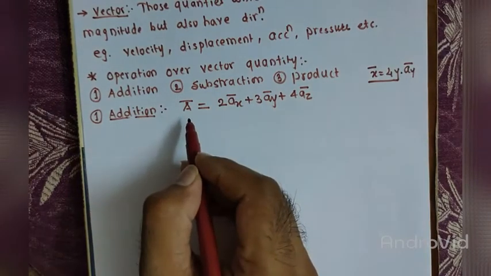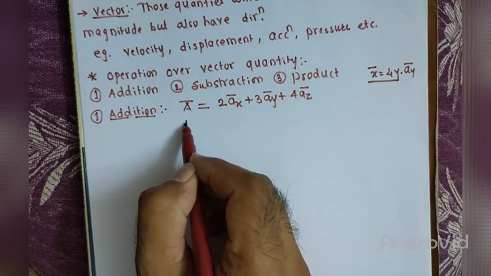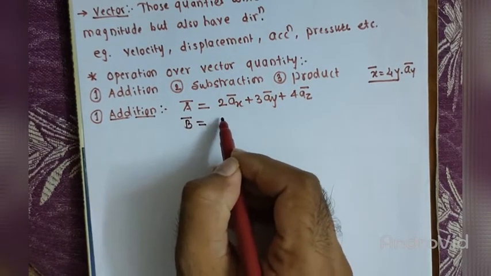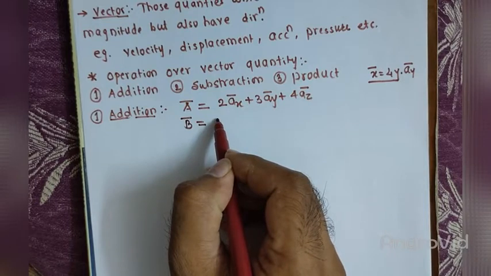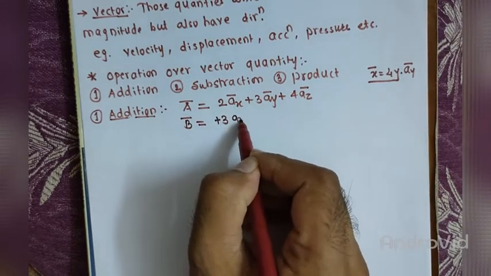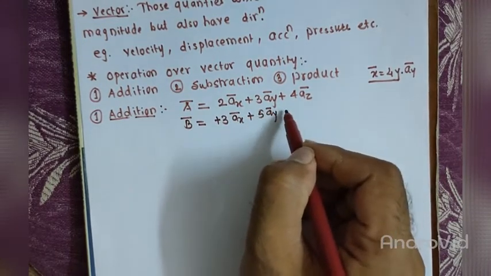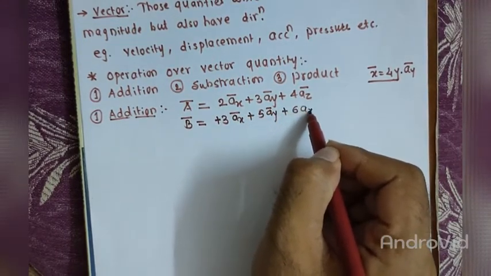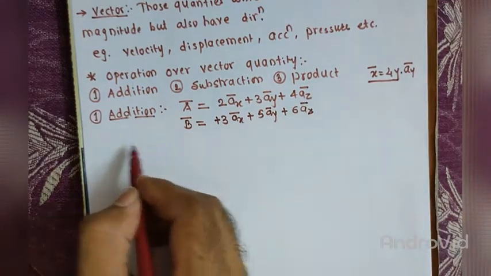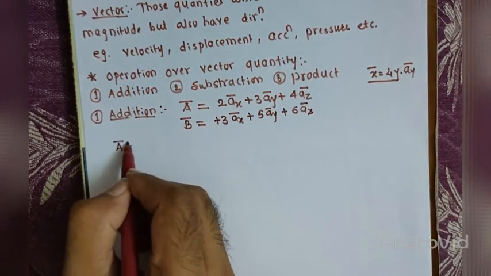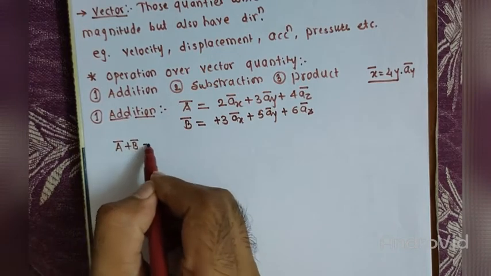So we have the first vector a bar, and let's say we have another vector b bar, which is 3ax bar plus 5ay bar plus 6az bar. Now we have to do vector addition. Addition means a bar plus b bar.